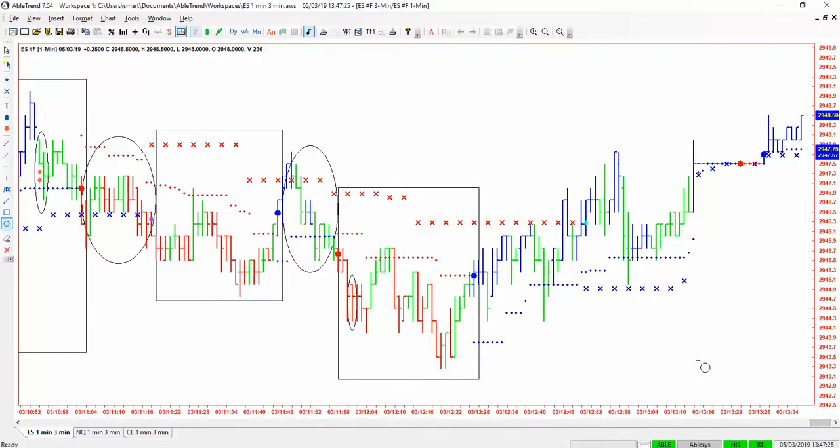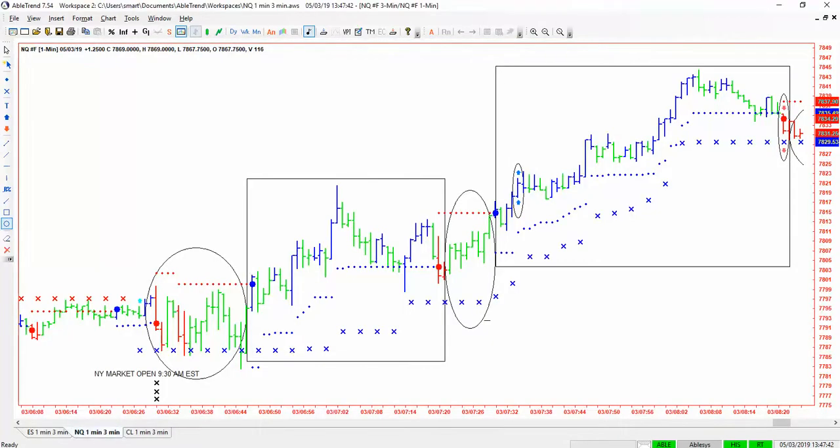And the market closes. Here's 1 o'clock my time. That would be 4 o'clock New York time. Market is now closed, so no more trading on the ES. You would have made a little bit of money, but you just got to know how to read and interpret the Abletrend chart.